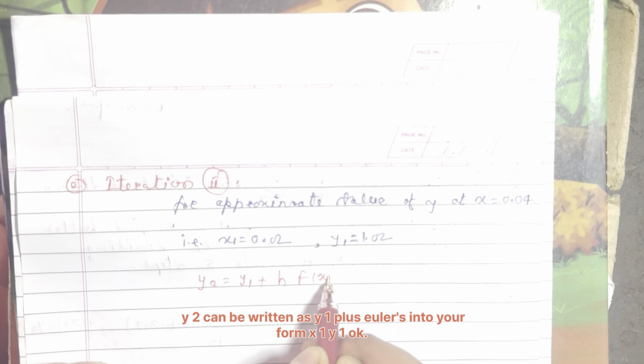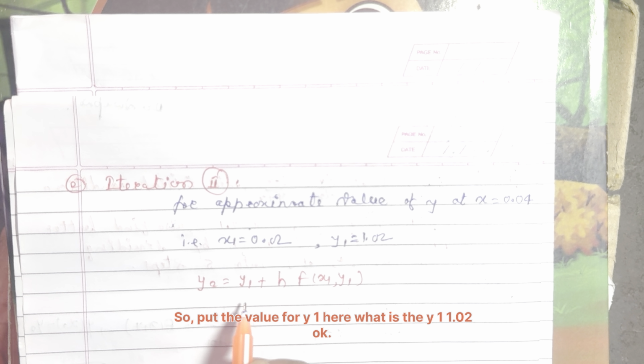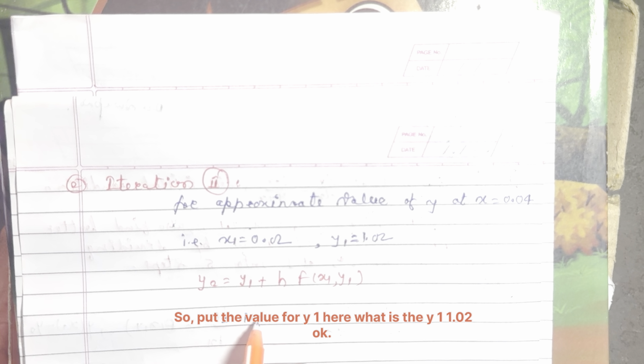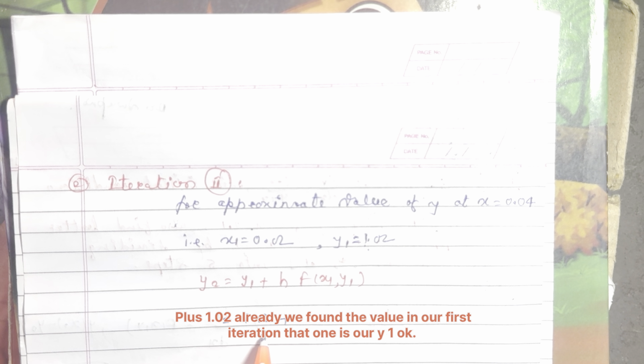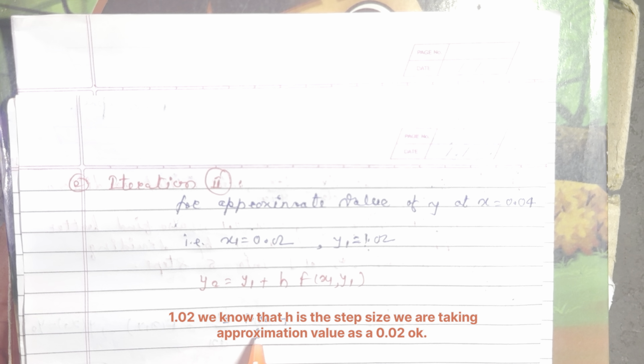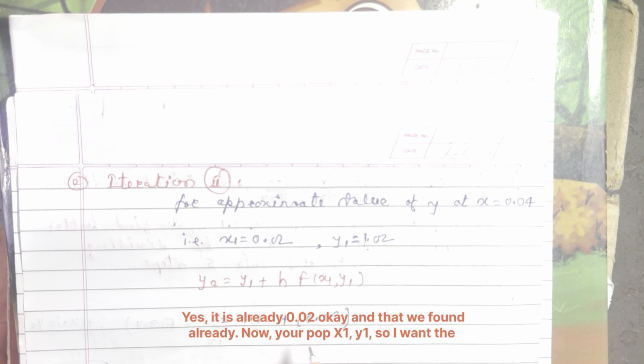So Euler's formula: we know that y2 can be written as y1 plus h into f of x1 y1. This is the second iteration for Euler's formula. Put the value for y1 here. What is y1? 1.02, which we already found in our first iteration. We know that h is the step size, and we are taking the approximation value as 0.02, which we found already.